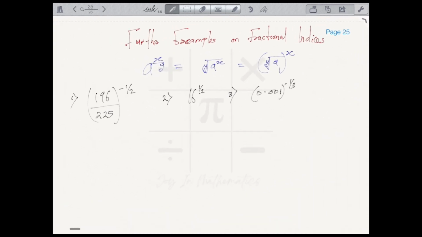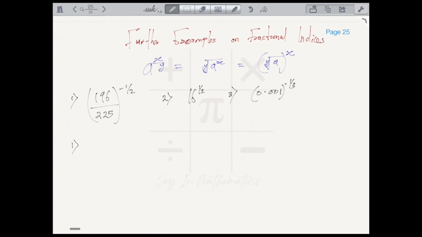So in our previous video, we discussed fractional indices and solved a few examples. Now let's solve 3 more questions on this and see how fractional indices relate to other things.